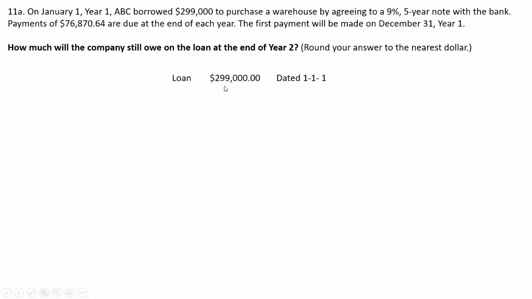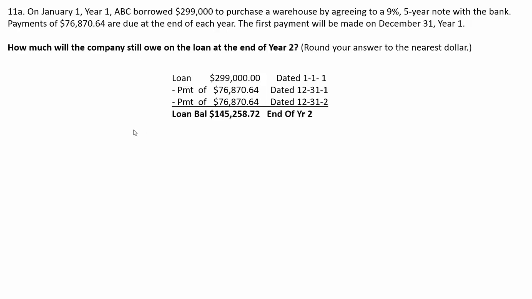So here's my loan, $299,000. I took it out on January the 1st of year one. If I make my first payment of $76,870.64 on December 31st, year one, and I make my second payment on December 31st of year two for the same $76,870.64, the question is, will I owe $145,258.72 at the end of year two? They want to know what the company will still owe on the loan at the end of year two. And so I'm asking you, if I have a loan of $299,000, and I make two payments of $76,870.64, is that going to be the year two balance?